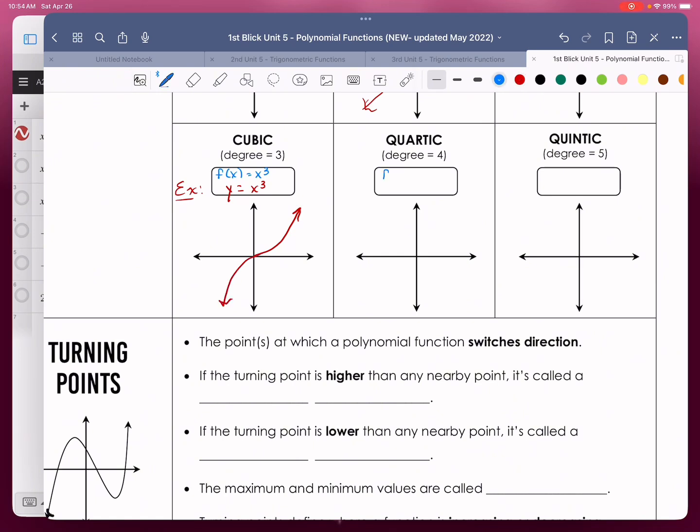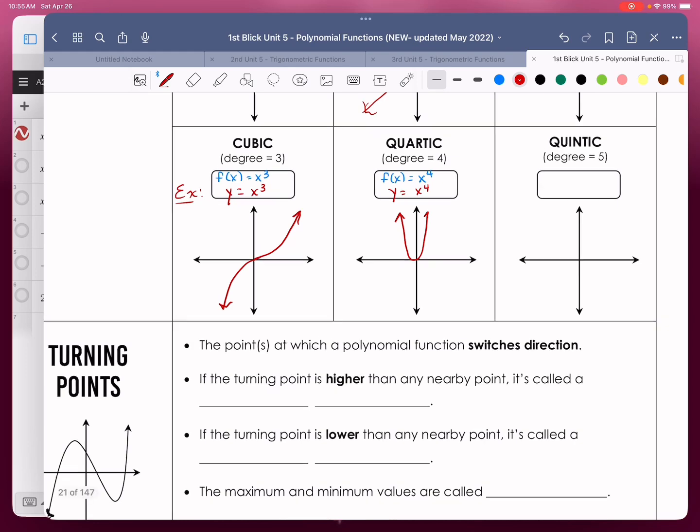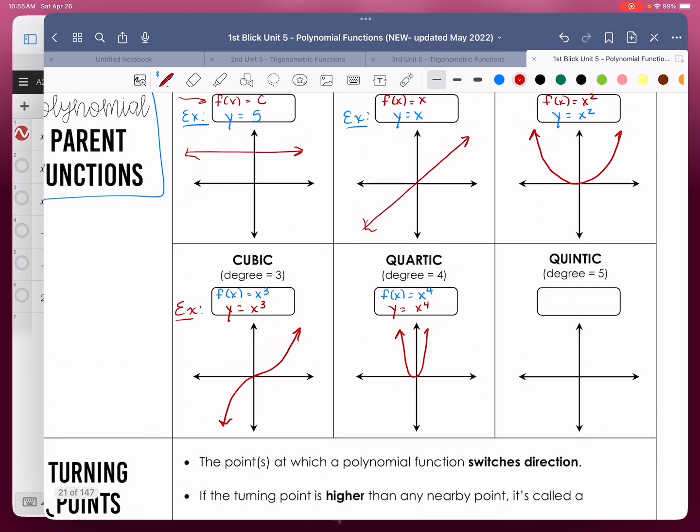All right, now for our quartic. In function form, this would be an x to the fourth. In equation form, that would be y equals x to the fourth. And graphed, you're going to get a parabola, but it's going to be a lot narrower, okay? See, compare that to the x squared one.